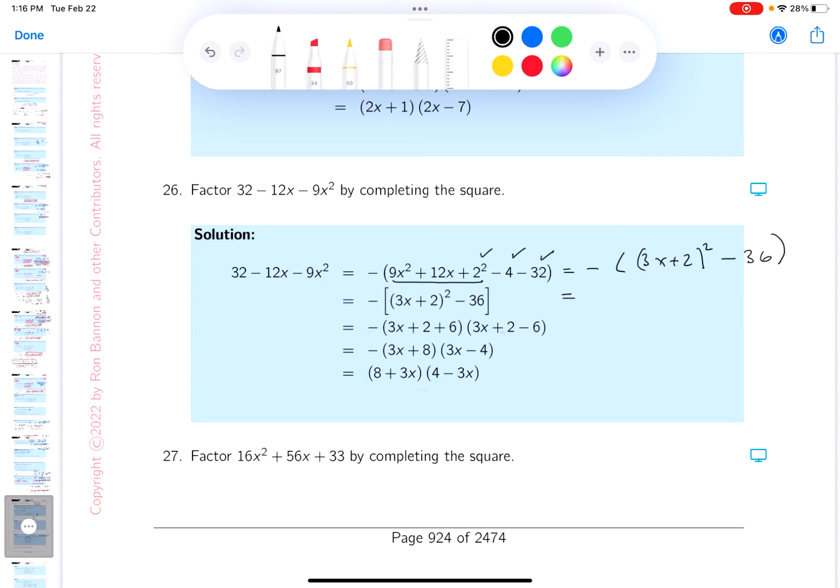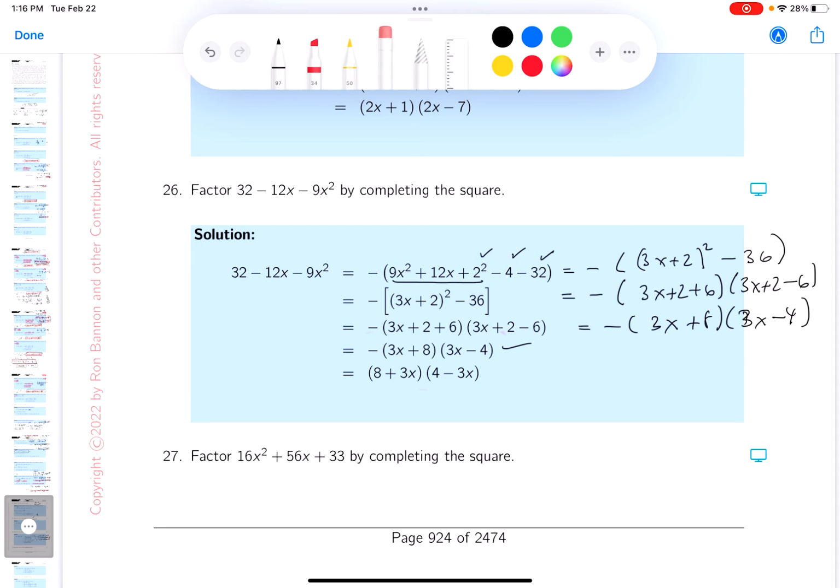Now, what do I know about that? That's the difference of perfect squares. Should be easy to write down. So 3x plus 2 plus 6, 3x plus 2 minus 6. Let's do a little simplification over here. 3x plus 8, and then you get 3x minus 4. Are we getting this answer? Of course we are, all right? That's another way of doing it.